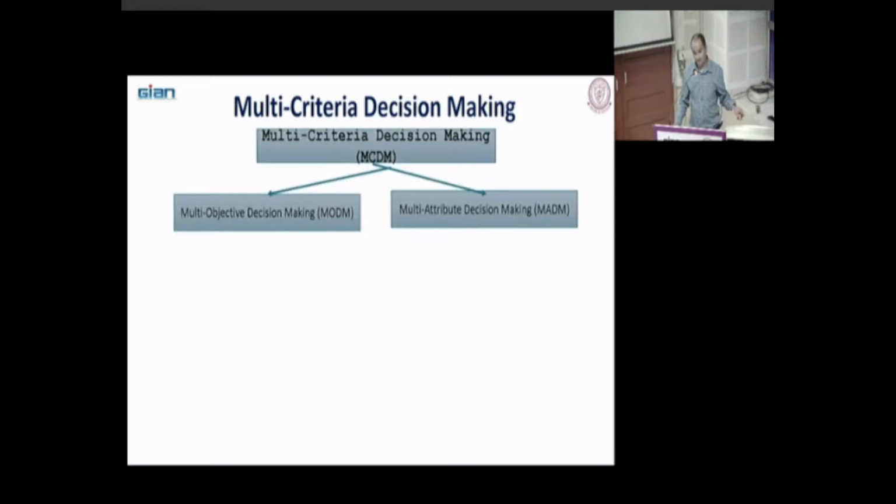We have two categories of multi-criteria decision making. One is MODM, another one is MADM. What is MODM? Multi-objective decision making. Multi-objective problems. Have you seen multi-objective problems? Multi-objective optimization, when you have more than one or two objectives. First objective is maximization of profit. Second is minimization of emission. So that is your multi-objective optimization. What is MADM? Look at the naming. Attribute. Attribute means the quality features.